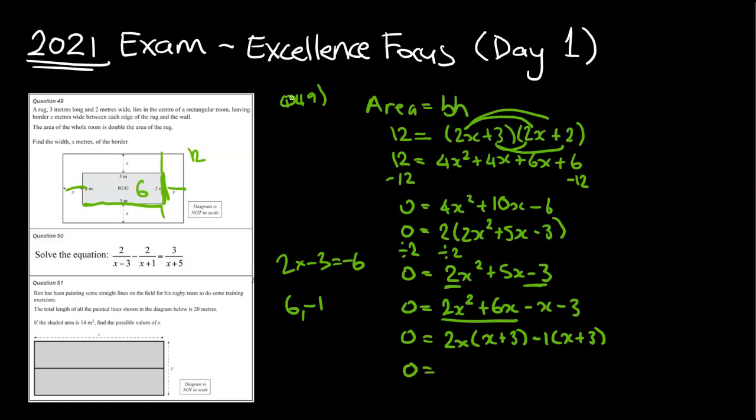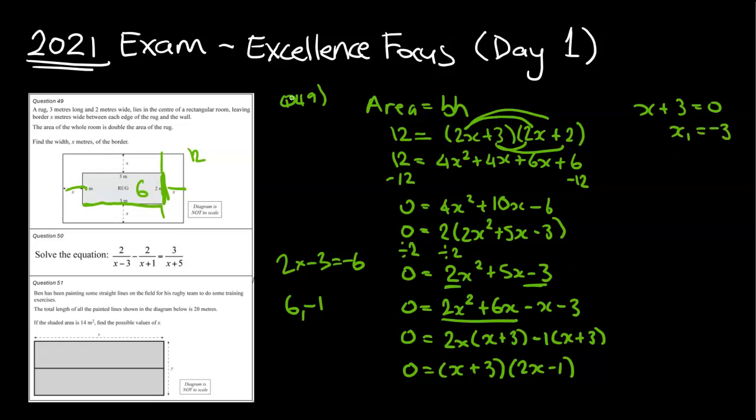My common bracket is x plus 3, and my leftovers are 2x minus 1, and that will be my second bracket. Okay, so we've got that. We now need to solve for my two steps. So we'll do them up here. So x plus 3 is equal to 0. So my first answer is going to be negative 3.